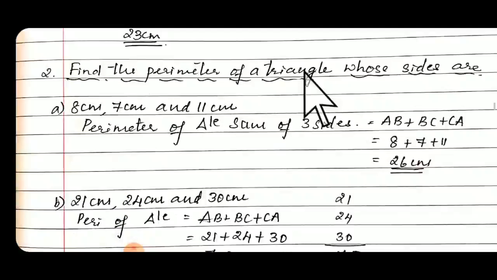What is the second question? Find the perimeter of a triangle whose sides are 8 centimeters, 7 centimeter and 11 centimeters. All the 3 sides are different. Perimeter of triangle is the sum of 3 sides, AB plus BC plus CA. When are you going to use this formula? When all the 3 sides have different measurements. Place the numbers 8 plus 7 plus 11, you will get 26.